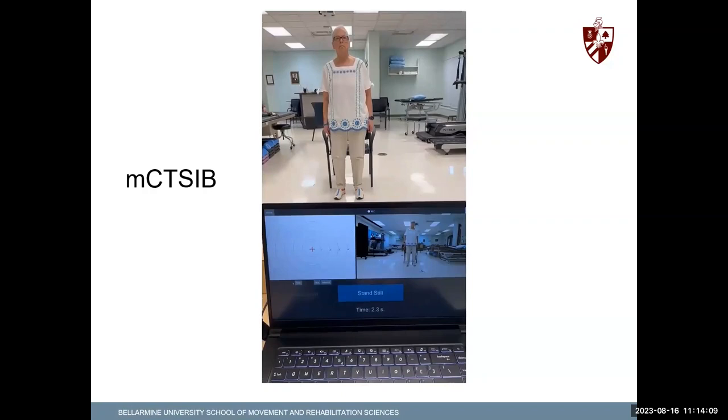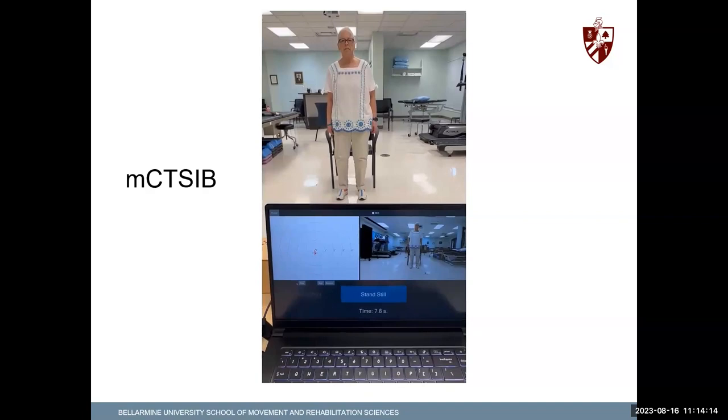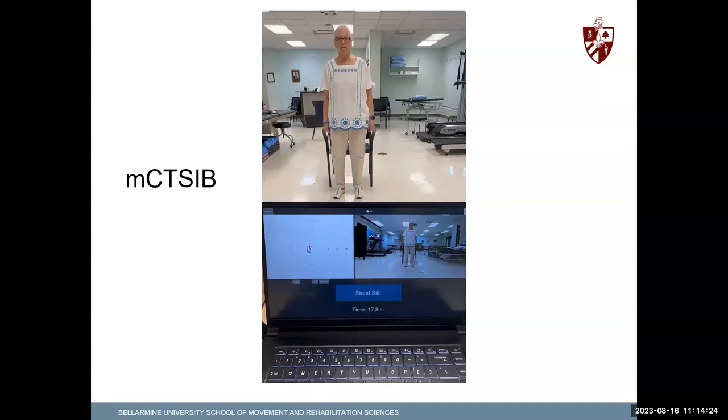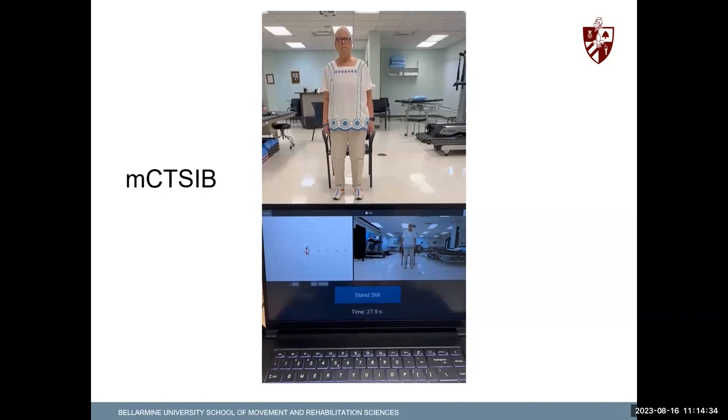So on the right is the video of her that the device is capturing. On the left is a tracing of her center of gravity. Again, as a clinician, without this device, I'm normally eyeballing: were they able to maintain their balance good, fair, or poor? But here I'm able to get a discrete measurement of their sway and lateral displacement.